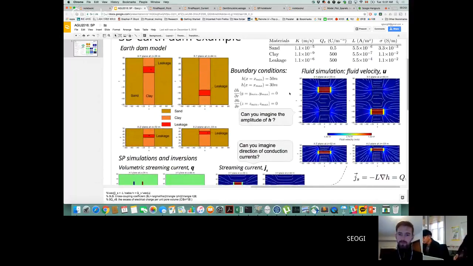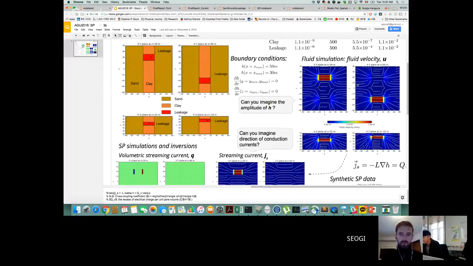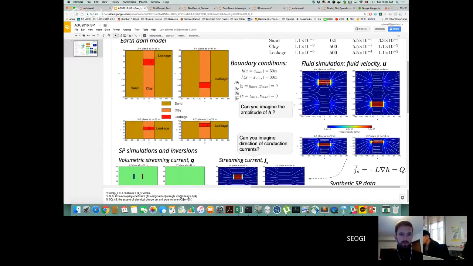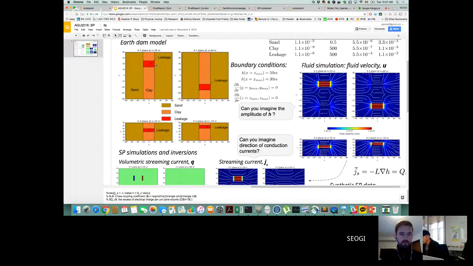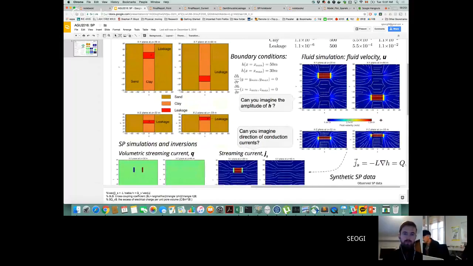So here's the boundary condition that I defined, and here's the fluid simulation result. Basically, it's solving a DC problem, but with a different boundary condition. So you have one excitation. Here we have high hydraulic conductivity at this leakage path. So fluid mostly flows here and has a higher velocity, and you can see that. So basically it's like having a conductive layer or conductive target.